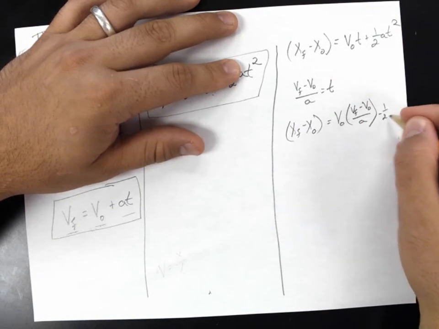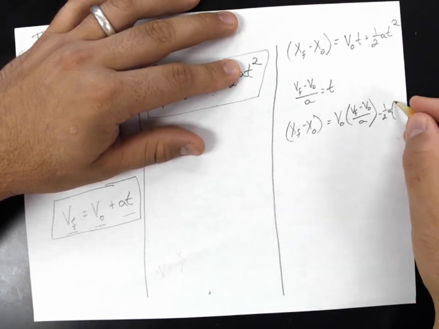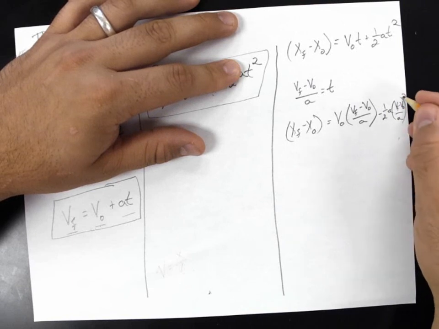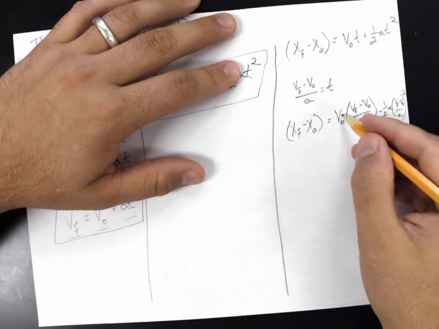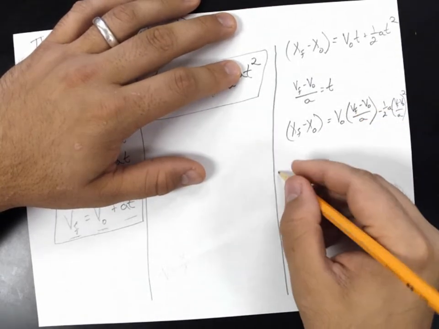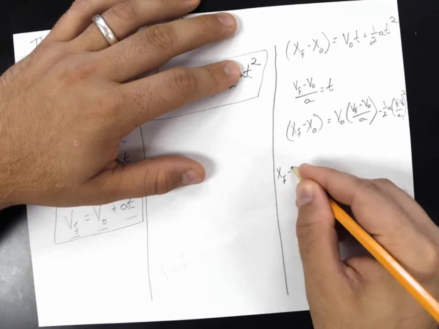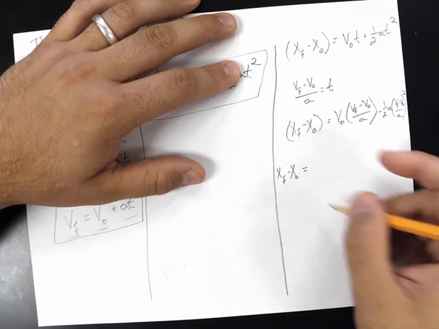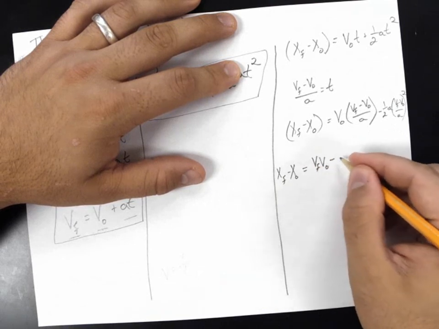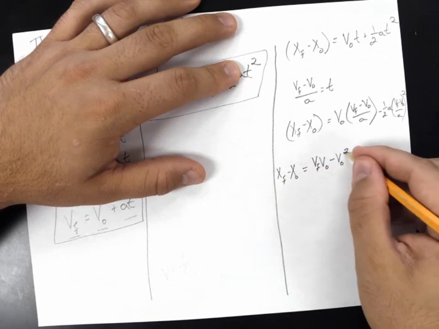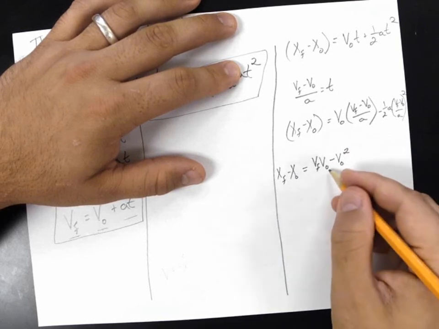Minus 1/2 times acceleration times that whole thing squared. Okay, so now distribute. Do the square there. I need more space. And then he talks softly to himself for a while.